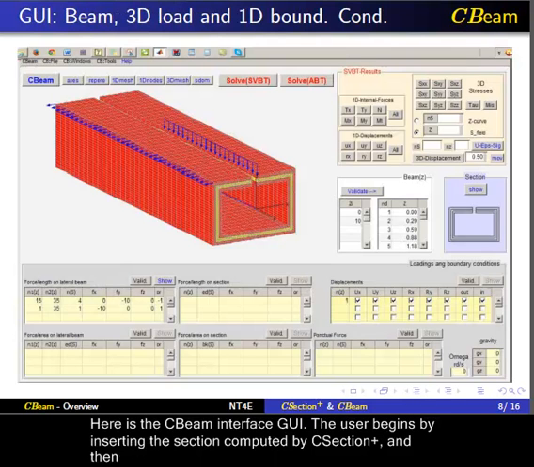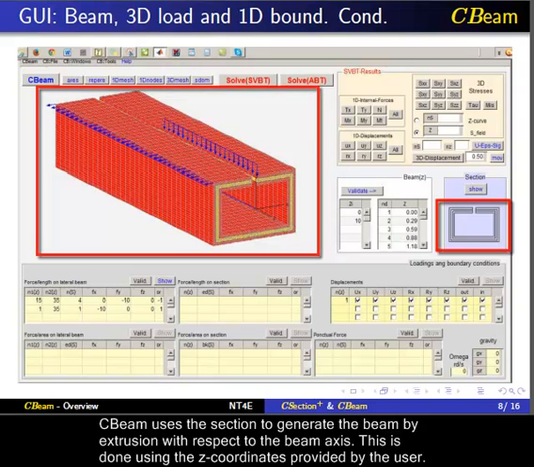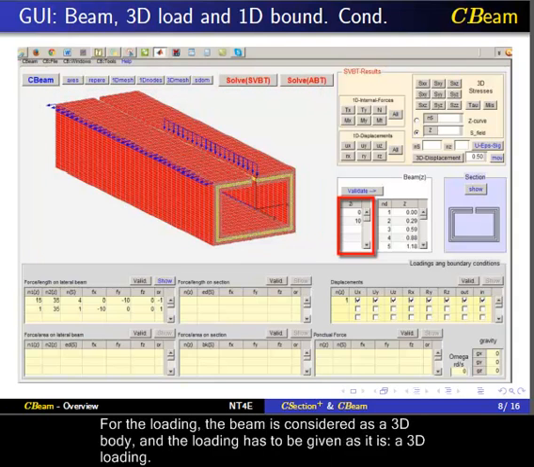Here is the CBeam graphical interface. The user begins by inserting the section computed by CSection Plus, and then CBeam uses the section to generate the beam by extrusion with respect to the beam axis. This is done using the Z coordinates provided by the user.